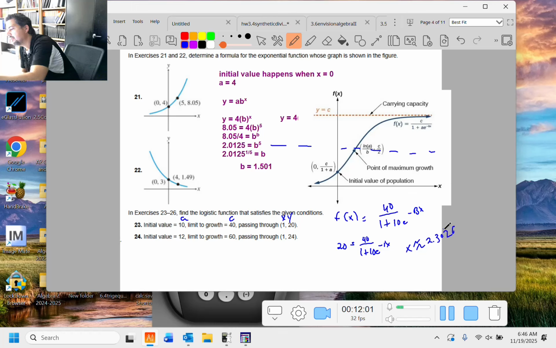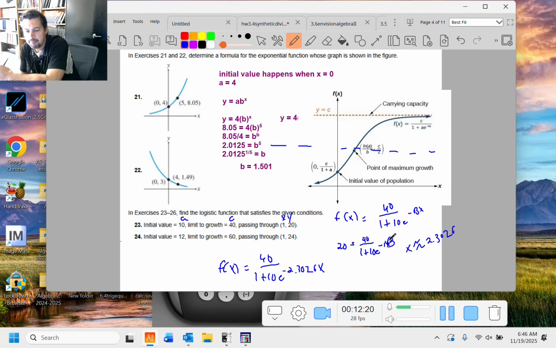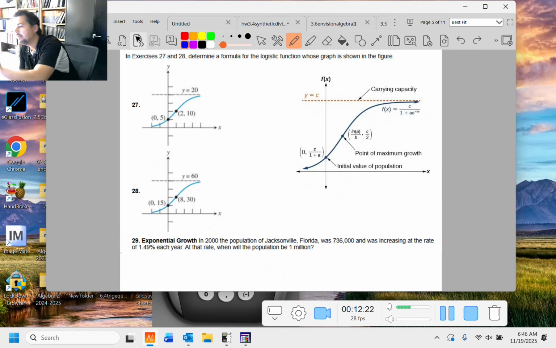I think I said 2.6. So my actual equation here for number 23 is f of x is 40 over 1 plus 10 times e to the negative 2.3026x. I was actually solving for b there, wasn't I? I don't know why I wrote an x. My bad. Moving forward.